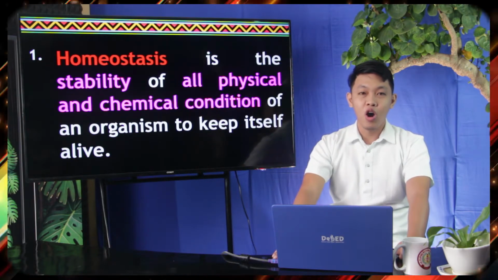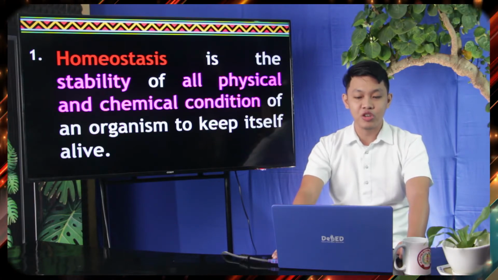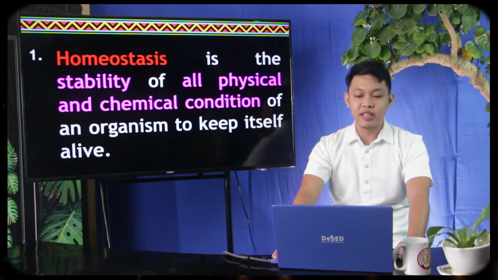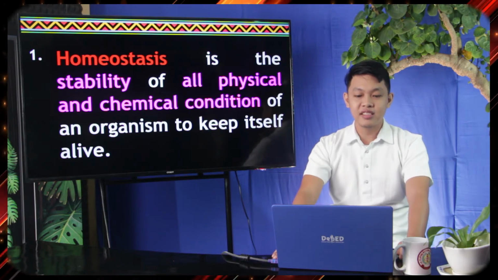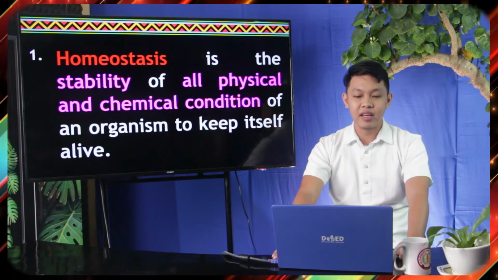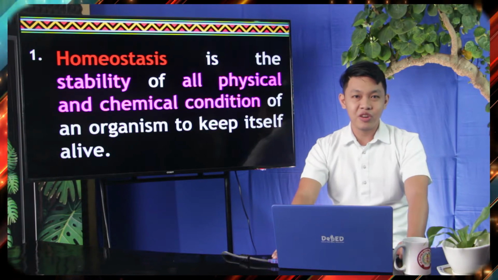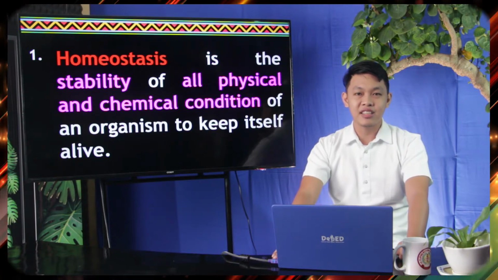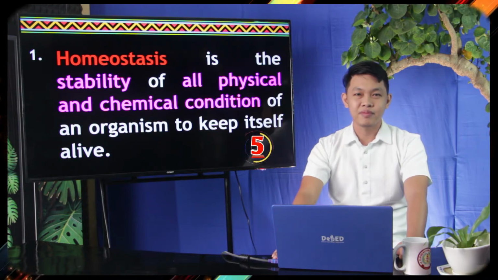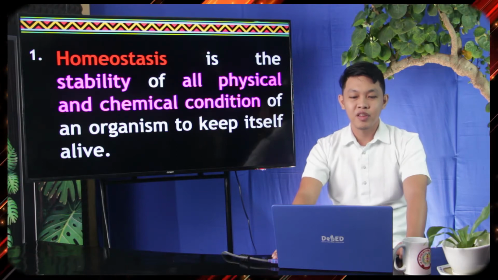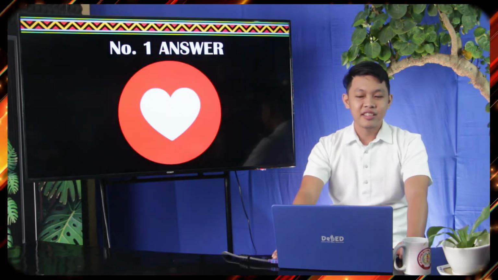Number 1. Homeostasis is the stability of all physical and chemical conditions of an organism to keep itself alive. Is it heart or haha? Your 5 seconds starts now. Okay, the correct answer is heart. Next, number 2.